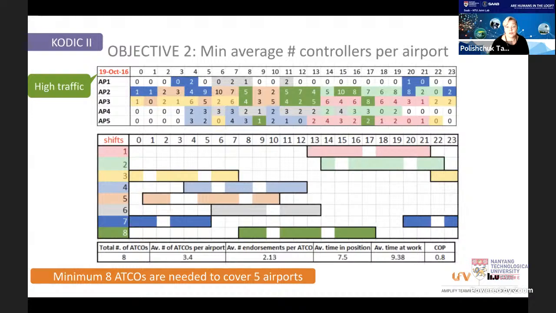The colors represent controllers' shifts. As you see, some of the controllers are assigned to work on 1 or 2 airports. We limited the number of airports to 2 in this particular setup, and the number of movements is up to 10. This results in this kind of assignment, and in the table in the middle you see the actual controller shift lengths, and breaks are the white spots. This results in 8 controllers needed to cover 5 airports, and on average we need to train them for at least 2 airports.